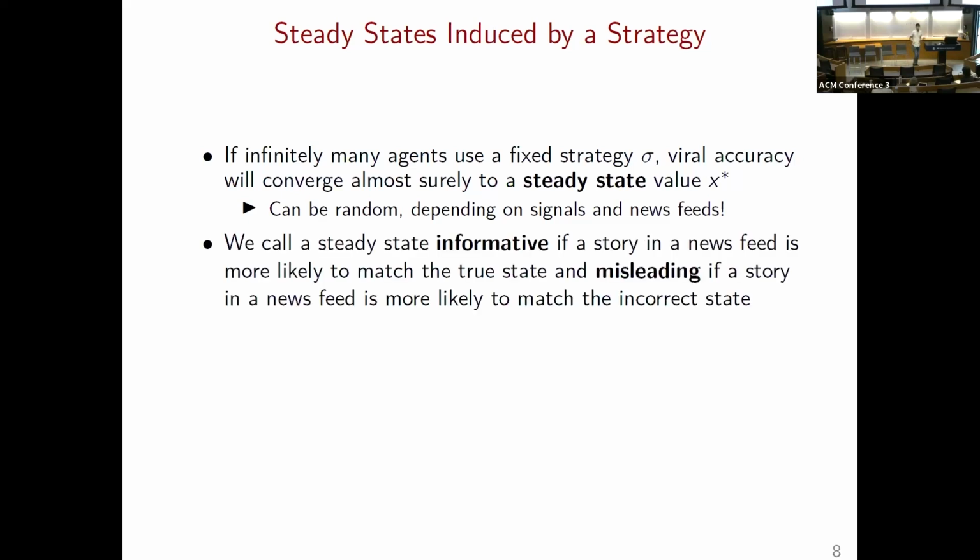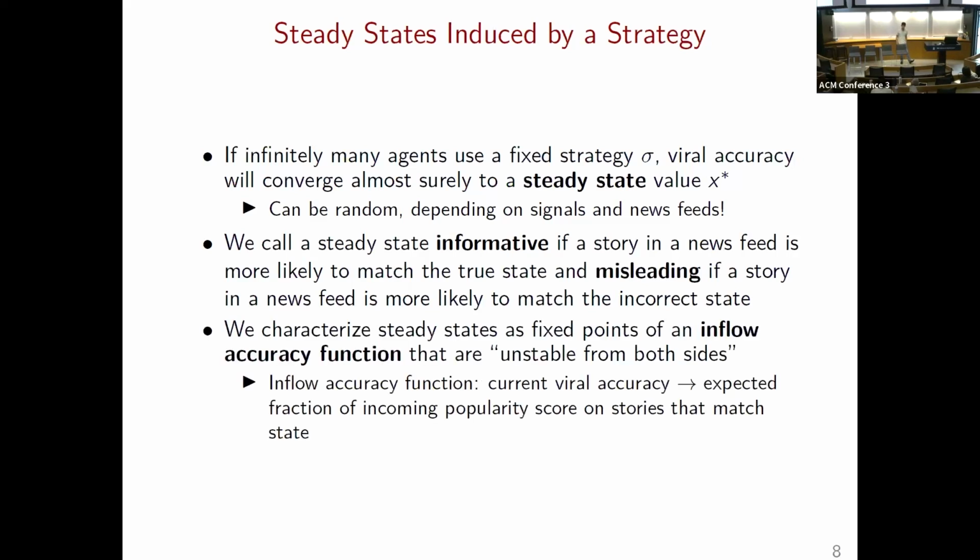We're going to distinguish these cases by calling a steady state informative if a random story in somebody's newsfeed is more likely to match the true state than not, and misleading if a random story in somebody's newsfeed is less likely to match the true state than the incorrect state. And so what we're going to want to ask is, at equilibrium, do we end up with only informative steady states, or do we also get these misleading steady states?